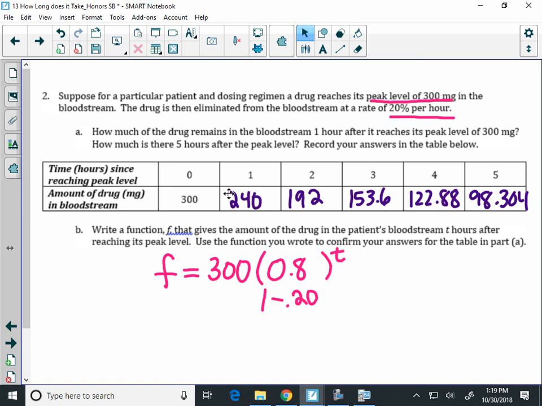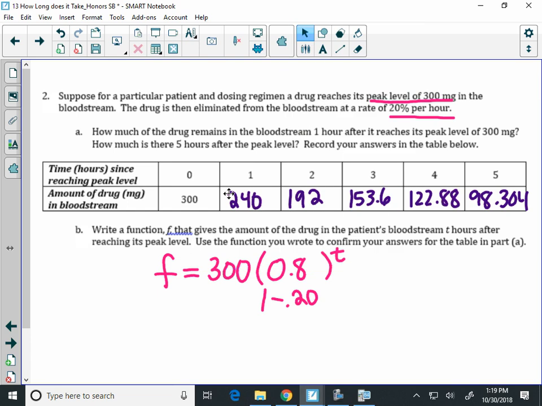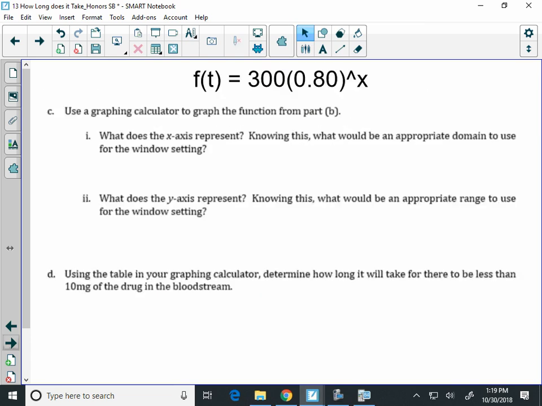Now, is this graph increasing or decreasing when you make the actual picture graph? Why is it decreasing? How can you tell from the equation? Yeah, the growth rate here, 0.8, is less than 1. So you know that when you make your graph, it's going to be going down. Okay. Questions on that part so far? All right. So when I graph this, I have that equation at the top again. I'm going to make the picture.